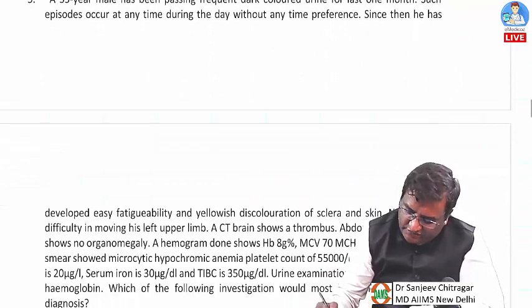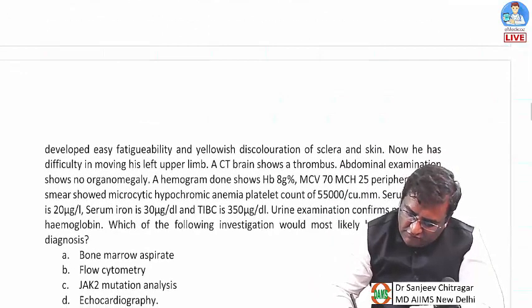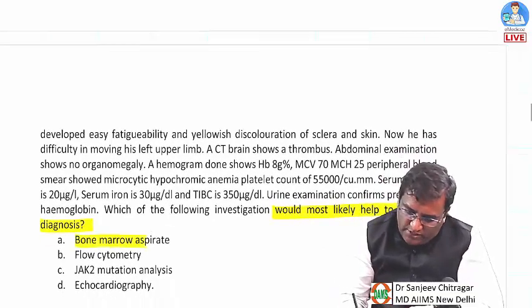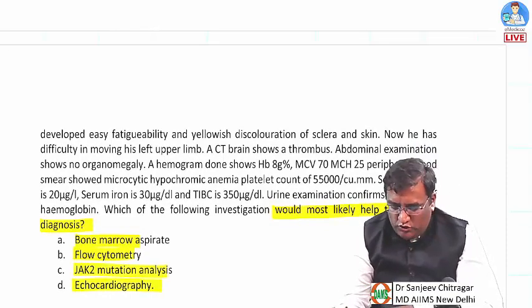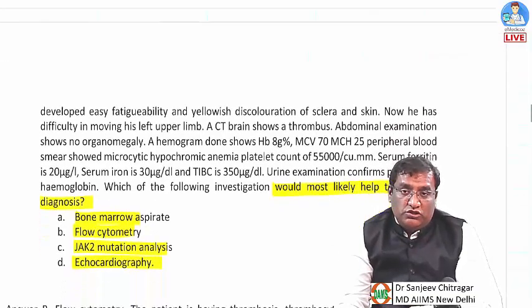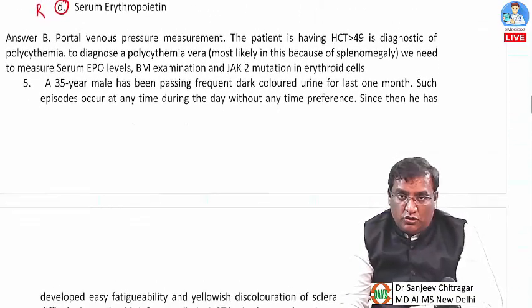Last line I will start. Which of the following investigations would most likely help in arriving at a diagnosis? The options given are bone marrow aspirate, flow cytometry, JAK2 mutation analysis, echocardiography. Which will help in arriving at the diagnosis? Most appropriate, most likely. Let us look.